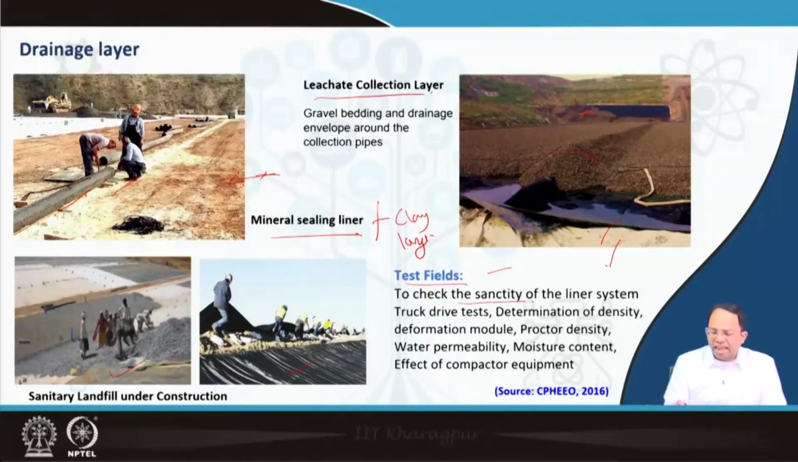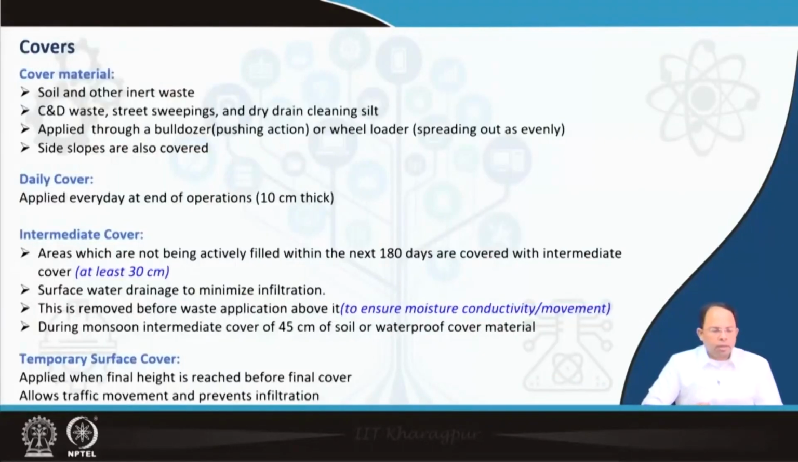So we check the sanctity of the liner system. We can drive trucks on this particular test field, determine its density, how much it is deformed, Proctor density, that means how much moisture and how much it can be compacted, water permeability, moisture content, effect of compaction equipment. All these things could be evaluated in this test field, and finally we come up with a final design. Accordingly, we create the liners.